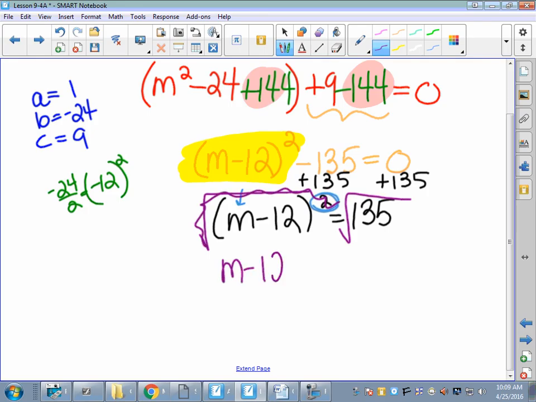So I'm just left with an m minus 12. Square root of 135, I do not believe that's a perfect square. It says to round to the nearest tenth. Go to your calculator, type in the square root of 135. I got 11.6. And what did I forget to put on my 11.6? When I square root my 135, I've got 2 answers. So don't forget that's positive and negative.